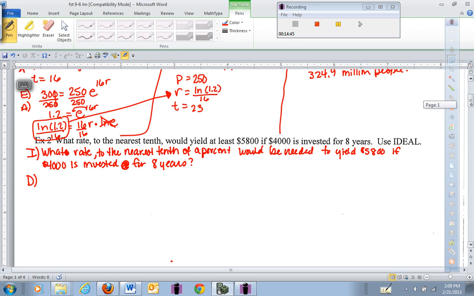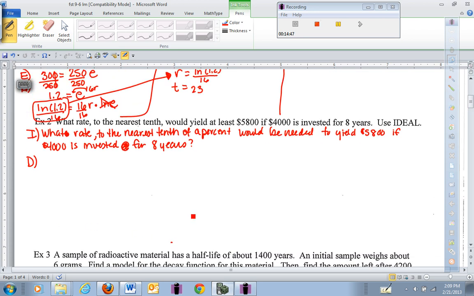Alright. Well, that's a pretty normal question. What rate would we need? So we're defining what we know using the continuous change model. A, P, R, and T. We want to start out with $4,000. We want to change that into $5,800. We want to do that in 8 years. So the R, when we're defining what we know and we're identifying what we don't know, R is going to be the rate needed. Okay, that's going to be the rate needed.